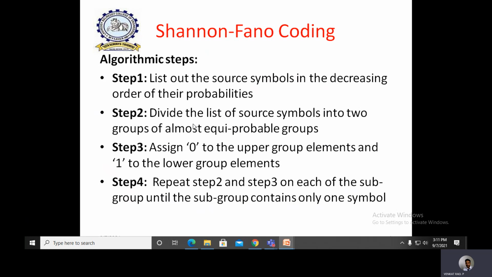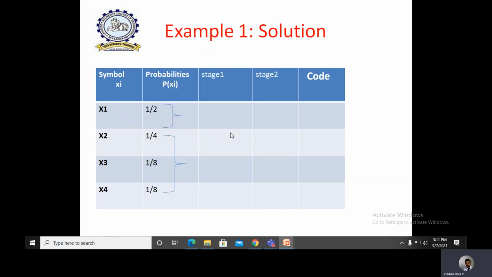What is repeated? Again we need to divide the source symbols into two groups of almost equal probability. So first we divide like this, assign 0 to the upper group elements and 1 to the lower group elements. Again we need to divide these subgroups into further subgroups. For example, let us try to divide this one into groups, but because it is only one element, we cannot divide further. So that's over. Coming to this one, we need to again divide these three symbols into two groups. How do you divide? Again the same rule. I am dividing x2 as one group and x3, x4 as another group.